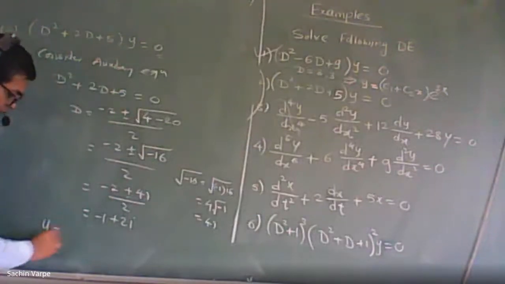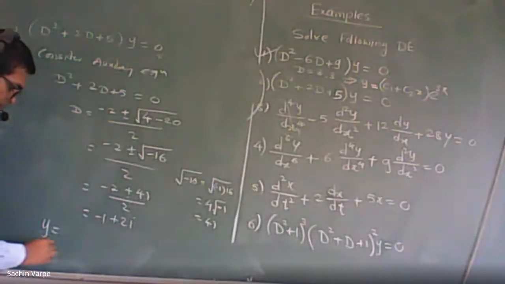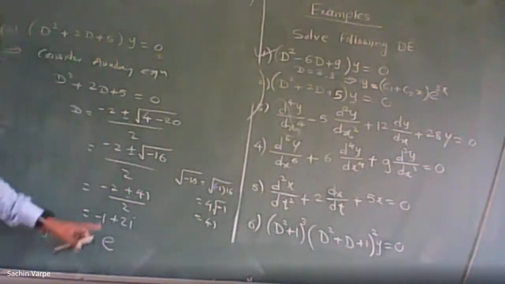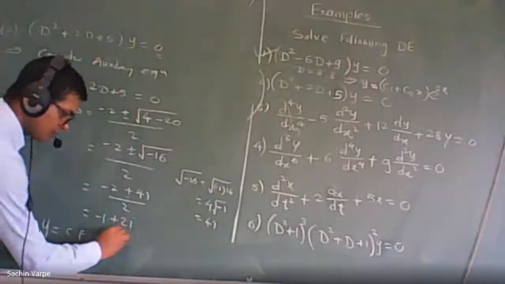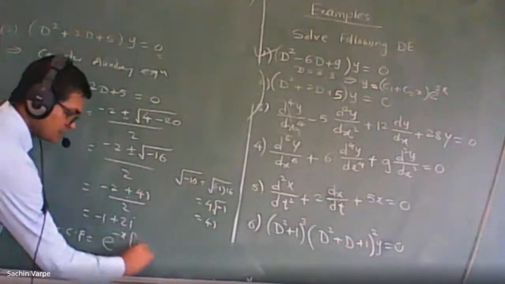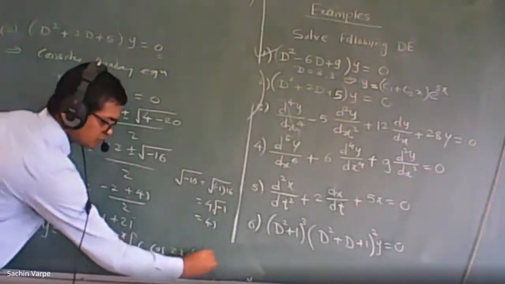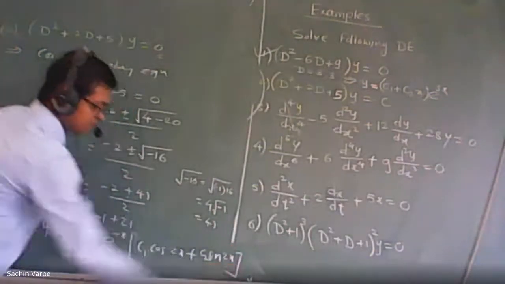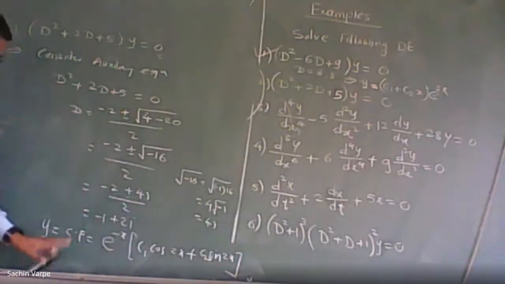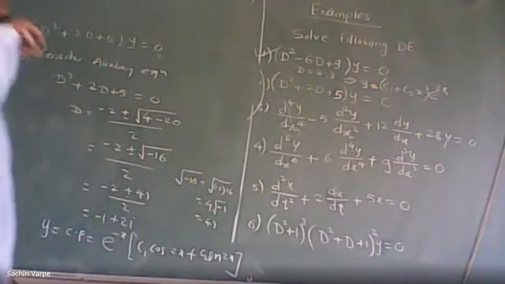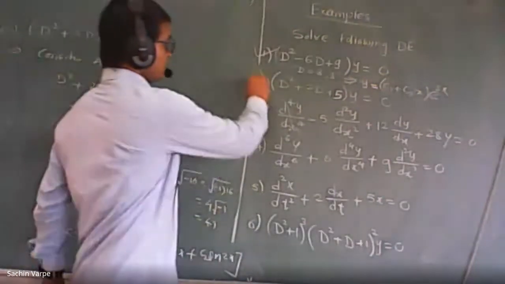So y is equal to CF is equal to e to the power alpha. What is alpha here? Minus 1. So e to the power minus 1 into x, that is e to the power minus x, c1 cos beta, that is 2x, plus c2 sin 2x. Okay, so that is the complete solution, because there is no right hand side. Anyways, second also solved. Third one.